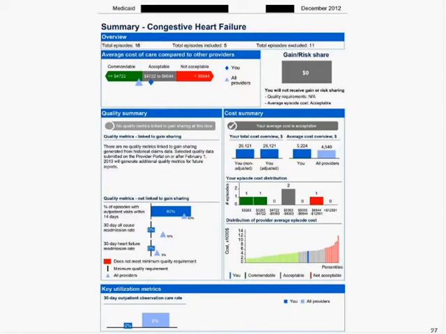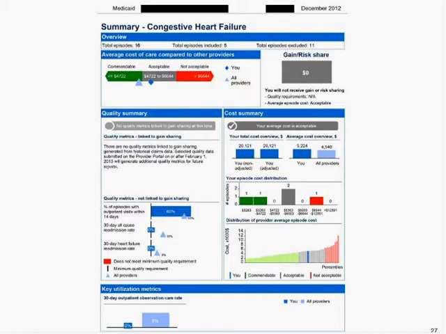Right below that you will see quality metrics not linked to gain sharing. And Wanda spoke about the quality metrics that they were tracking but were not linked to the gain sharing. But the ones that are linked to gain sharing, you have to pass the quality metrics. Even if you are in the commendable range and don't pass the quality metrics, you will not be eligible for gain sharing. The cost summary section.